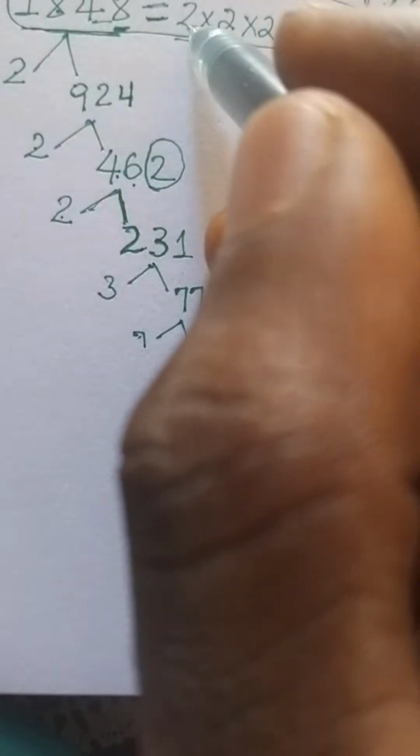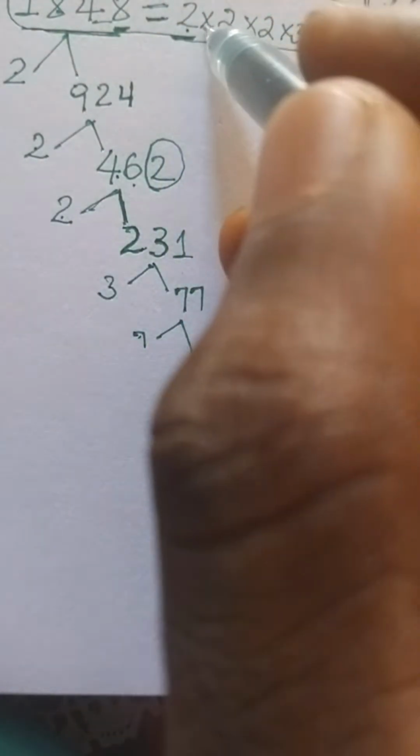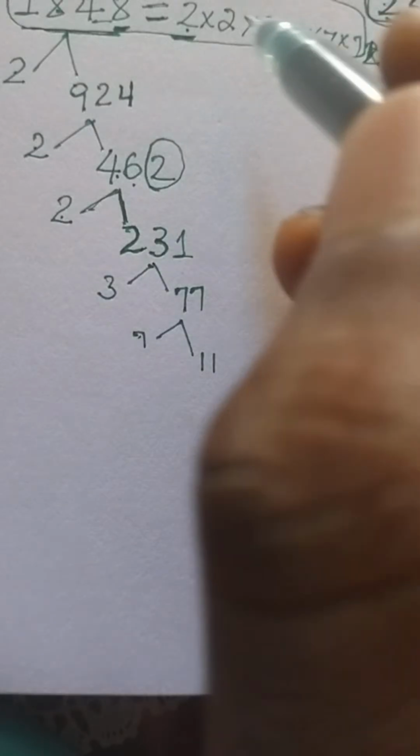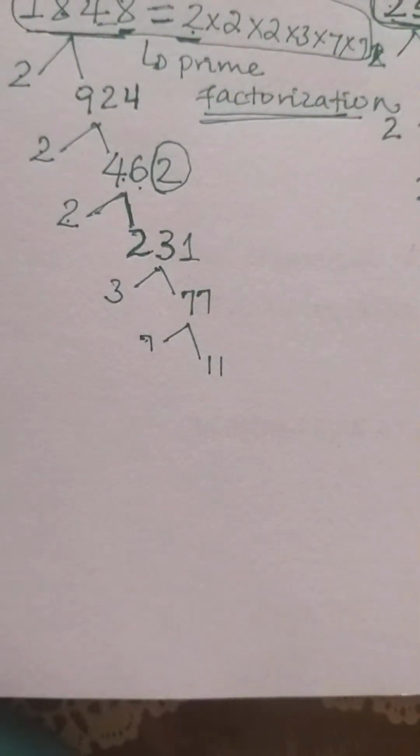So 1848 is a composite number and is explained as a prime factorization of these prime numbers. This kind of explanation is called prime factorization.